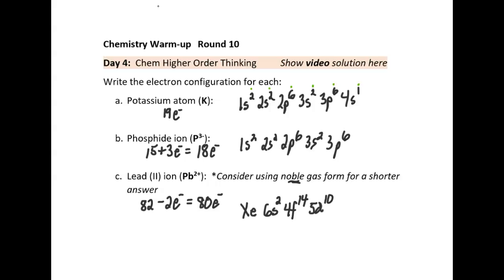Here are the 80 electrons. Writing the noble gas xenon at the beginning of the configuration accounts for the first 54 electrons. Then there are 2 more, that's 56. Then 14 more, that's 70. And then 10 more, 80 electrons.